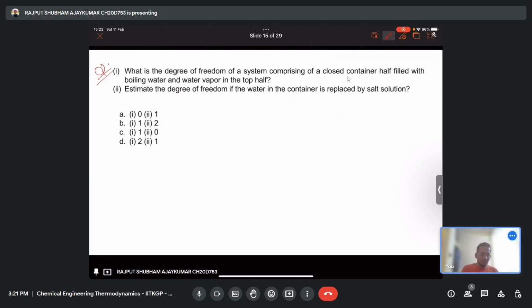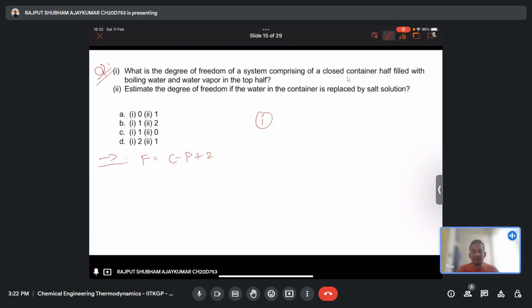So the degree of freedom. I already discussed what is degree of freedom. It's better to go directly to solving these questions. The degree of freedom is given by F equal to C minus P plus 2, where C is the number of components, P is the number of phases, and F is the number of independent variables required to solve the problem.